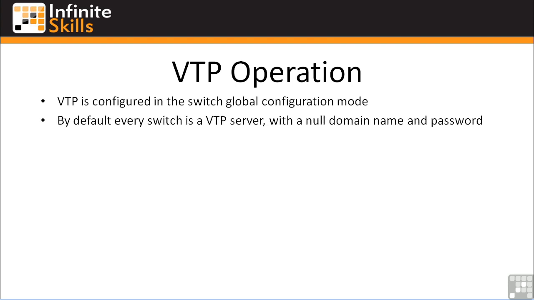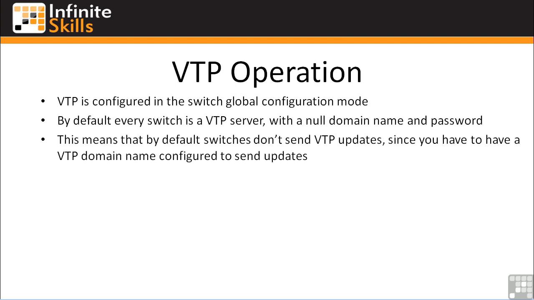Now, by default, every switch is configured as a VTP server with a null domain name and a null password. Now, I know you might look at that statement and go, oh, holy goodness, I'm running VTP and I didn't even know it. Well, not really. VTP requires a domain name to send VTP updates. And this means by default that these switches don't send any VTP updates. If you were to go debug VTP or you were to go hook up a Wireshark or some other protocol analyzer, you wouldn't see any VTP going across the wire because it's all null.